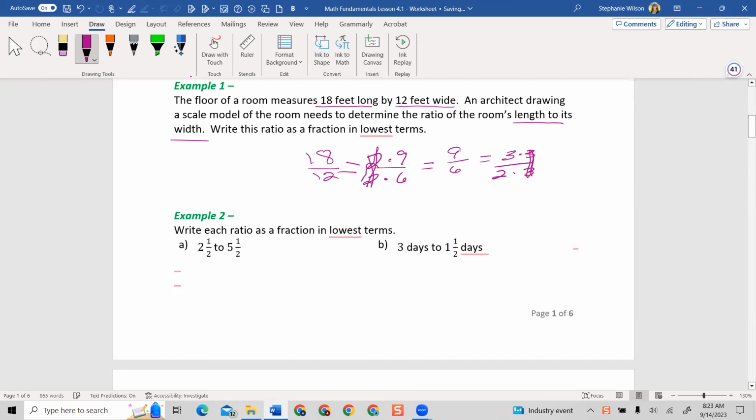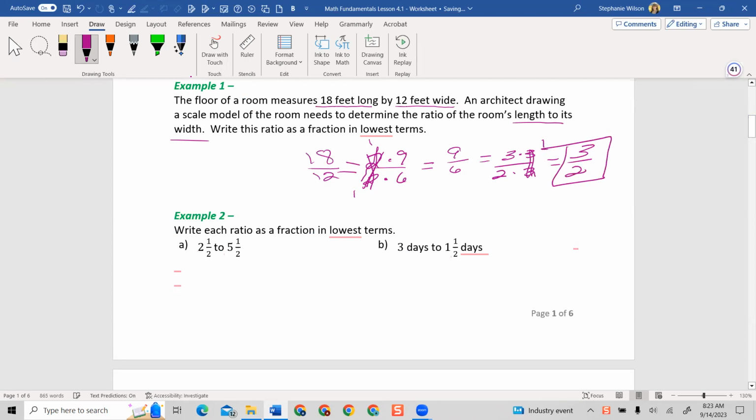Now remember, we come back here. 2 goes into itself once. So 1 times 9 gave me 9. 1 times 6 gave me 6. 3 goes into itself once. And I got 1 times 3 over 1 times 2. And this is my final answer.